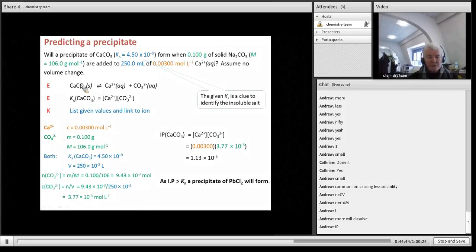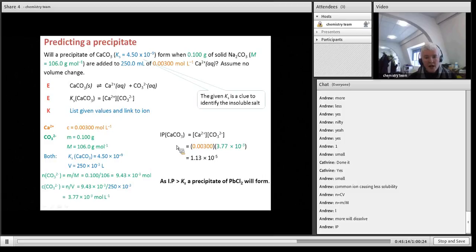If IP is bigger, it means I've got more products. Okay, so the bigger IP, the bigger this has to be. So if I've got more of this, I have to shift to the left to try and make this smaller so this can eventually equal the Ks. Because the reaction is going to do something, so eventually my IP is going to be equal to my Ks.